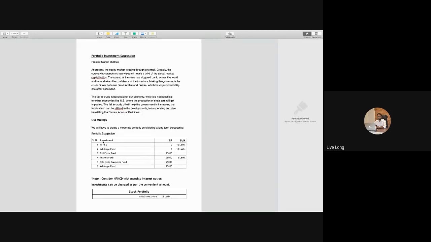In this portfolio, the suggestion has been proposed by Hedge Equities. You must already be familiar with Hedge Equities, right? People from Kerala will be somewhat familiar with it. The suggestion they gave me is 10 lakh rupees into an NCD. NCD stands for non-convertible debenture.